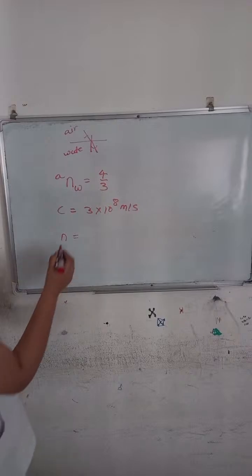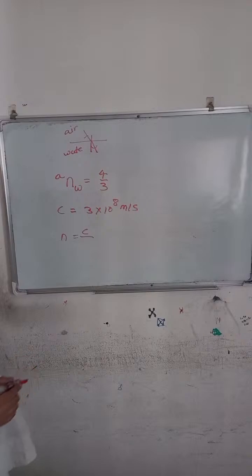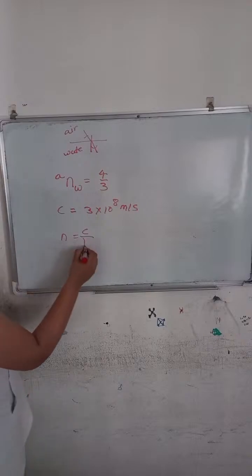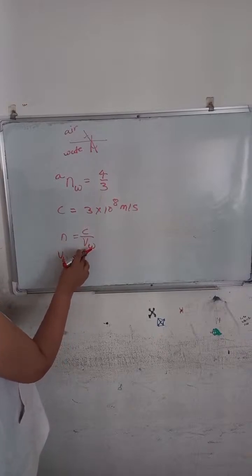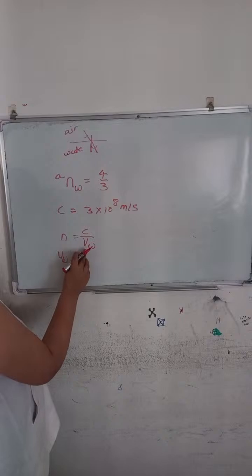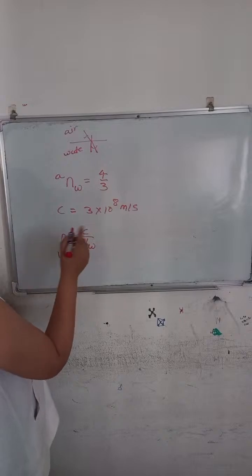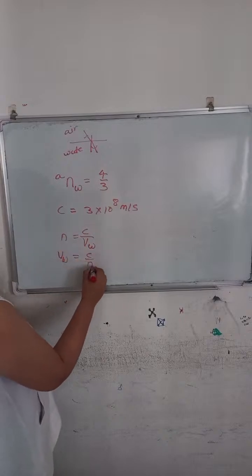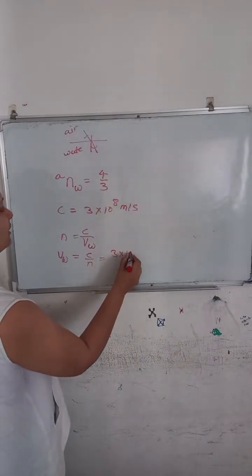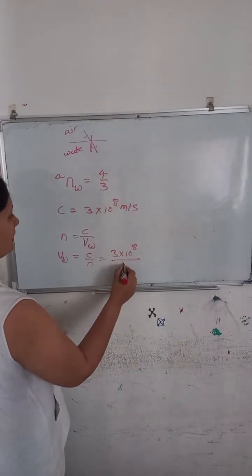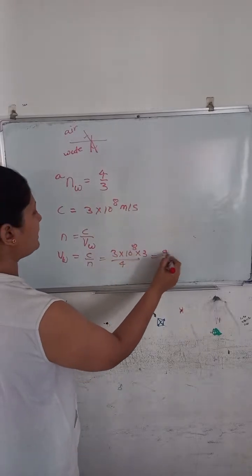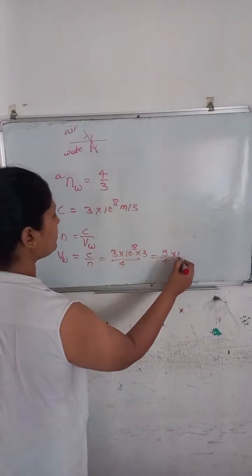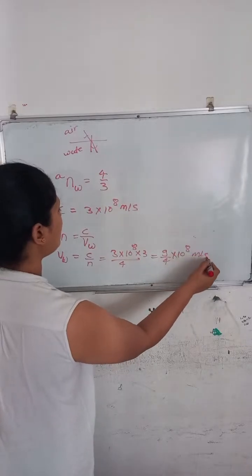We know that refractive index n is equal to C by V. C is the speed of light in the air, and V is the speed of light in the medium. The medium here is water. I want to calculate the speed in the water. So V is C by n. C is 3 into 10 raised to 8, and n is 4/3. The 4/3 gets reciprocated, and I will get 9/4 into 10 raised to 8 meter per second.